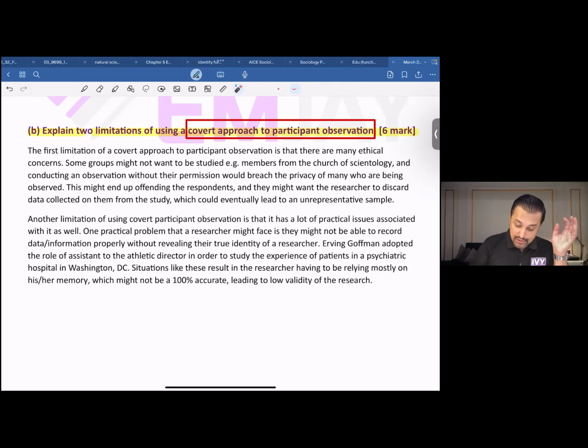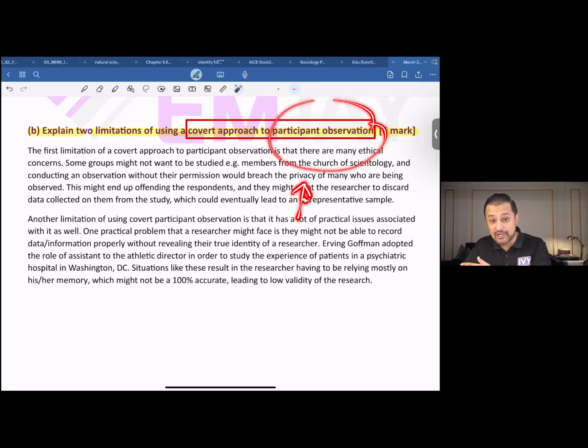Covert participant observation. So what is a participant observation? A participant observation is an observation where the researcher, that is the observer, actively participates in the activities of the group that are being studied, right? When the observer is participating in the activities of the group that are being studied, we refer to that as participant observation, or when the researcher is also involved in those activities.